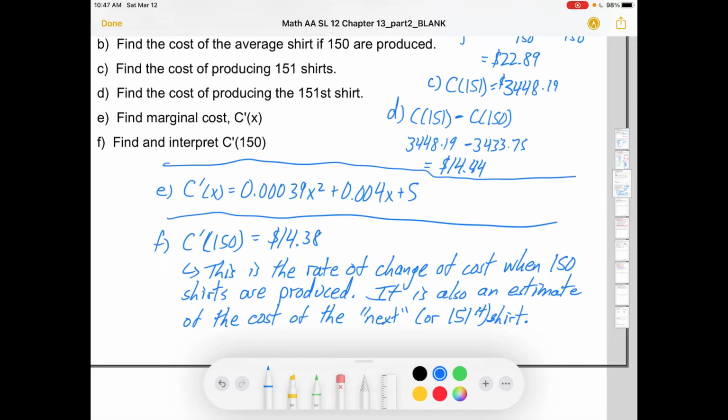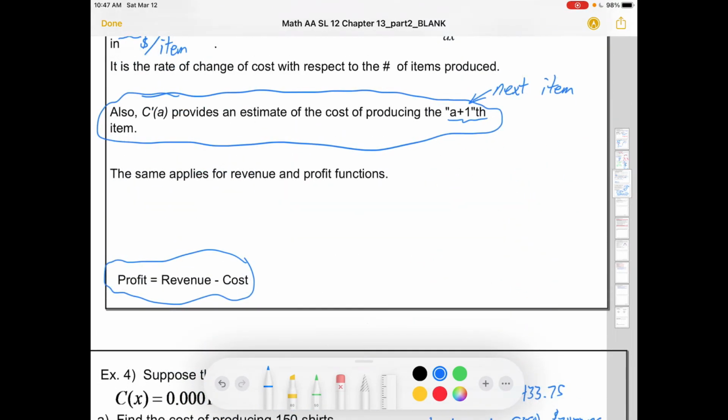And it's actually easier to plug into the derivative than to find what the actual cost of the 151st shirt is. If you want to see this exact example done in more detail, again, there's a link in the video description. But the big idea here is that C prime at A provides an estimate of the cost of producing the next item.